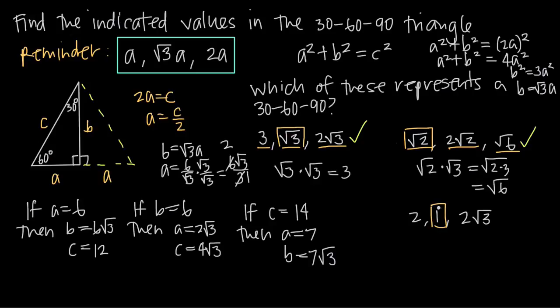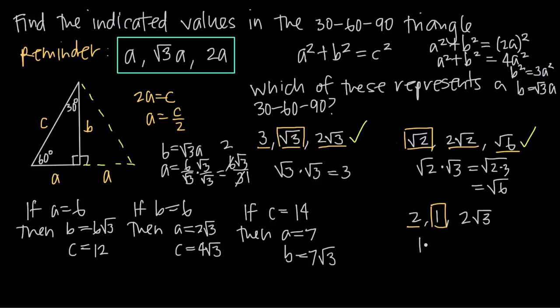So in this case, we know 1 is the smallest value. That has to be the length of the shortest leg, the shortest side, or side length A. We know that the hypotenuse has to be double this value. Well, 1 times 2 is 2. This must be the hypotenuse here. The length of the longer leg, side B, has to be this value times the square root of 3.